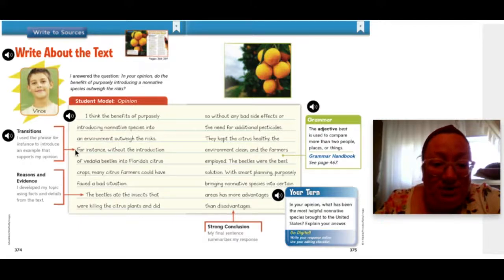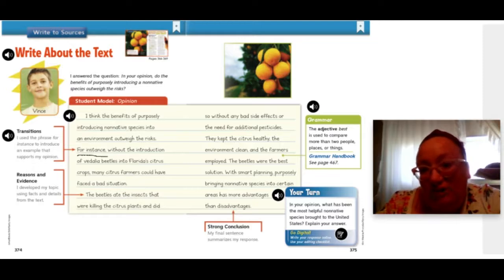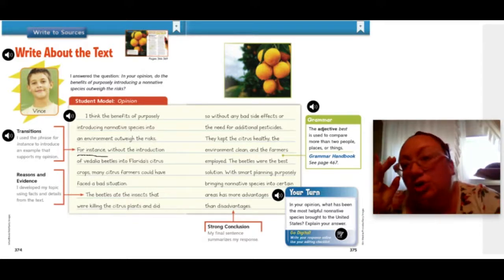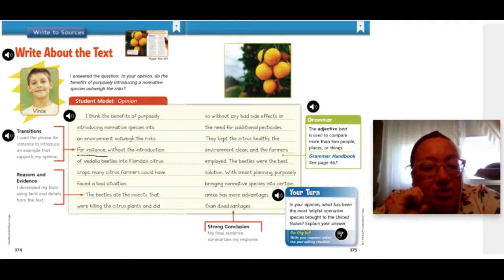Let's see if I can do this. Oh, look, now it worked. All right, so I just underlined. For instance is a great transition phrase. It's something that we can use to help us understand that the author is moving along to a new idea or topic. Transitions are important because in this case, it introduces an example that supports his opinion. So he says the benefits outweigh the risks, and here's why. All right, so that's a great way to use this transition phrase.